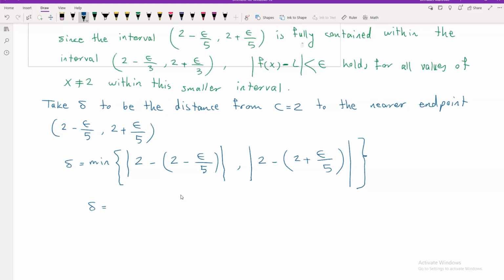Here on this part we have absolute value of epsilon divided by 5, so that is epsilon divided by 5, and here on the right side we have absolute value of negative epsilon divided by 5, so that is again positive epsilon divided by 5.